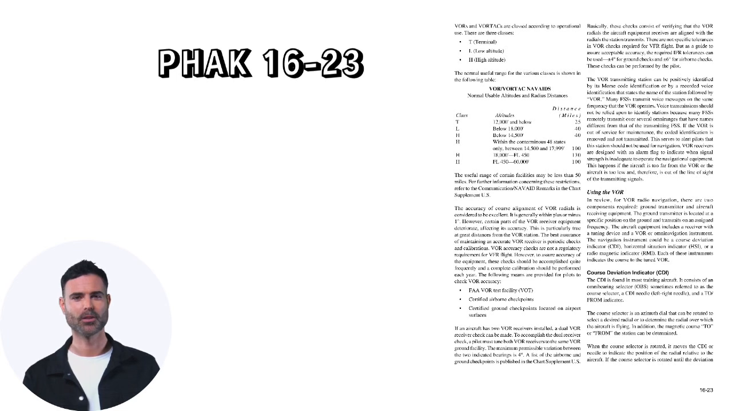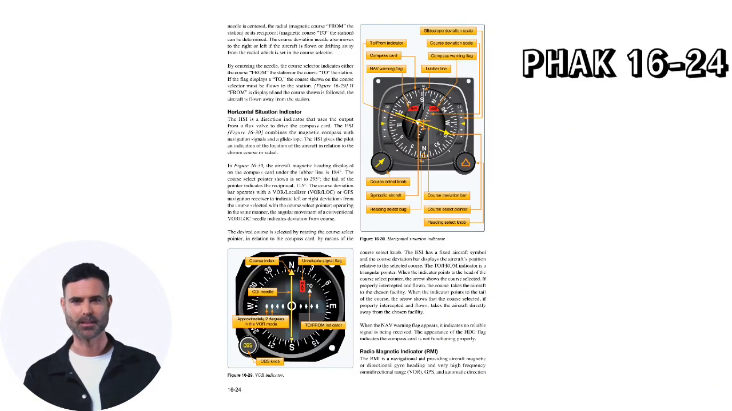When the course selector is rotated, it moves the CDI or needle to indicate the position of the radial relative to the aircraft. If the course selector is rotated until the deviation needle is centered, the radial magnetic course from the station or its reciprocal magnetic course to the station can be determined. The course deviation needle also moves to the right or left if the aircraft is flown or drifting away from the radial, which is set in the course selector.